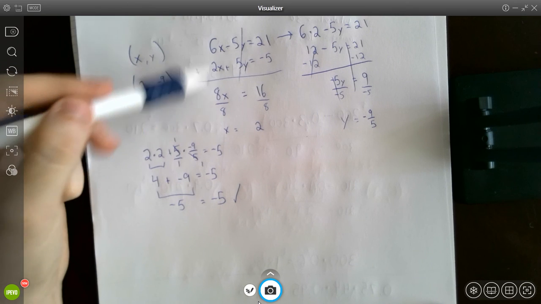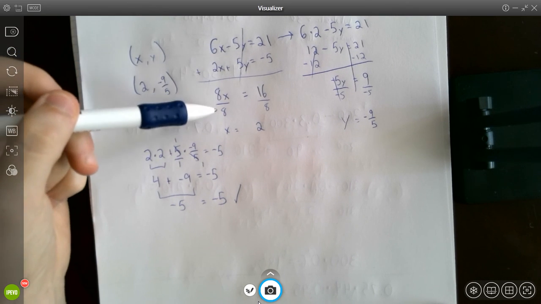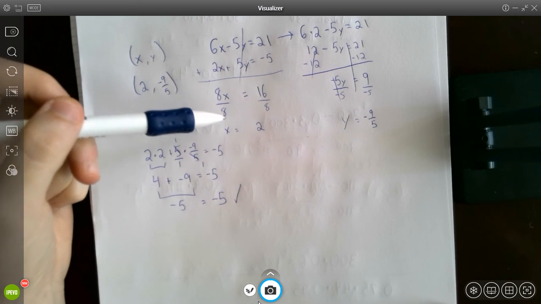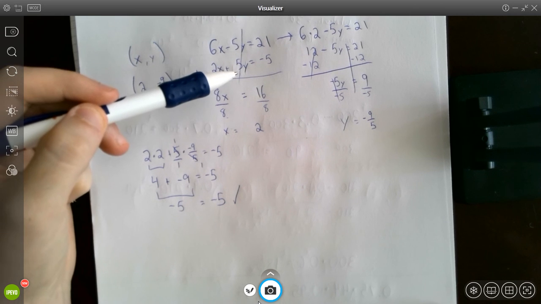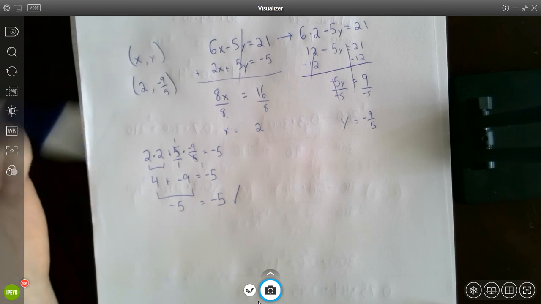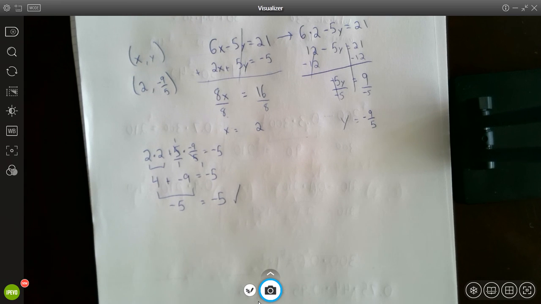So this process right here is called elimination. And you can use elimination to solve for one of the variables. Once you have what one of the variables is, you can substitute it into either one of the equations, and that'll be your solution for the other variable. So that's the key thing that I wanted to talk about today.